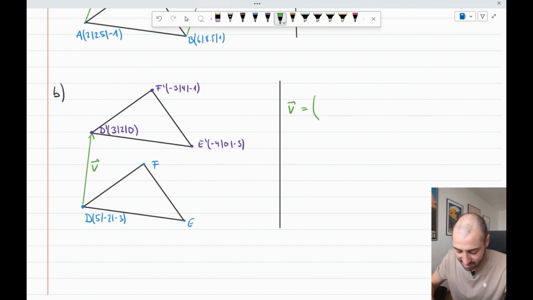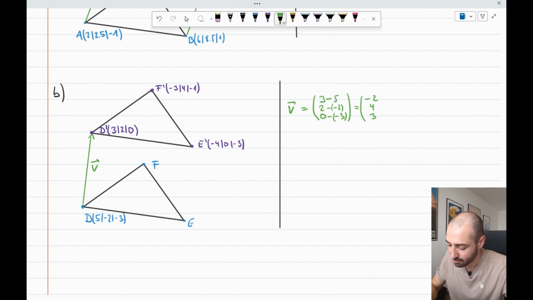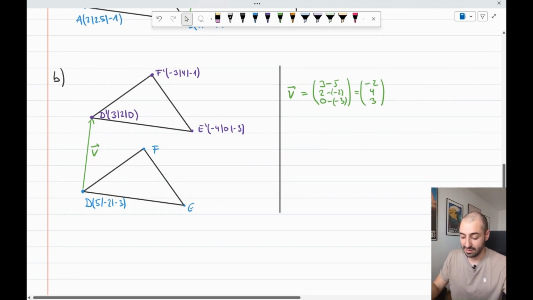And again, we can easily find this out by looking at the difference. So in x direction, it's 3 minus 5. In y, it's 2 minus minus 2. And in z, it's 0 minus minus 3. And so we end up with the vector minus 2, 4, and 3. Okay, so that's our displacement vector v.